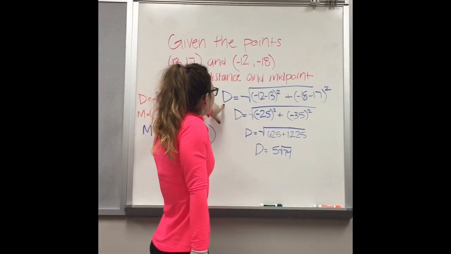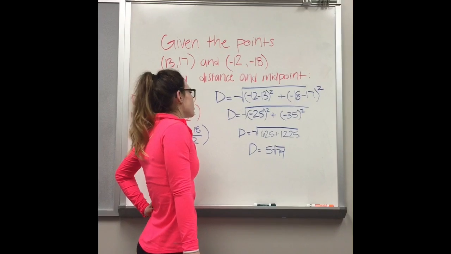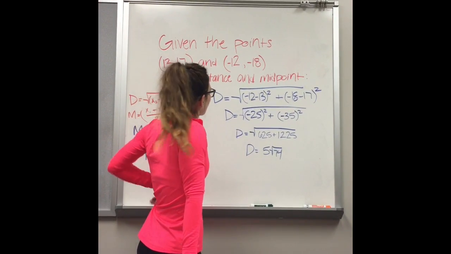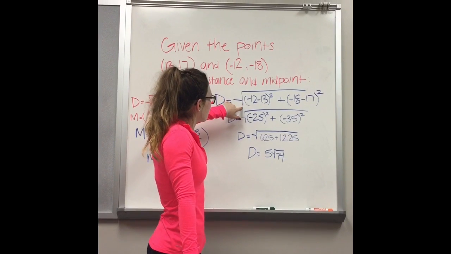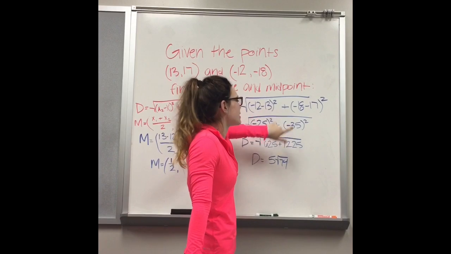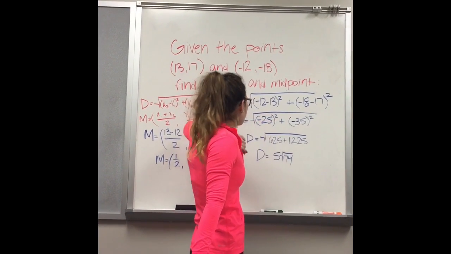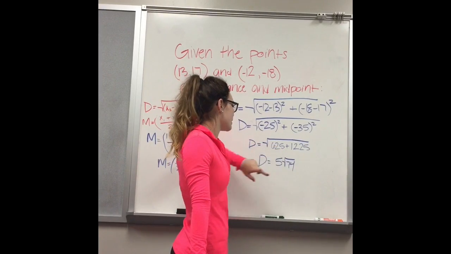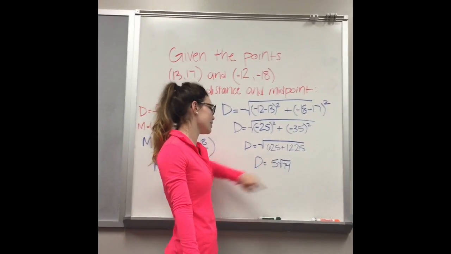So when you plug your points in, it'd be the square root of (-12 minus 13) squared plus (-18 minus 17) squared. And then -12 minus 13 is -25. And then -18 minus 17 is -35. So you square both of those. And then when you add those and take the square root, it'd be 5 square root of 74.